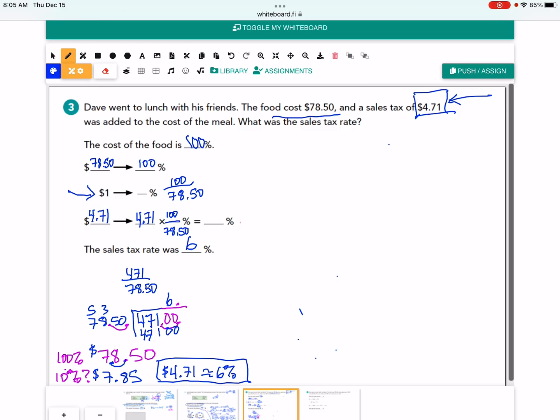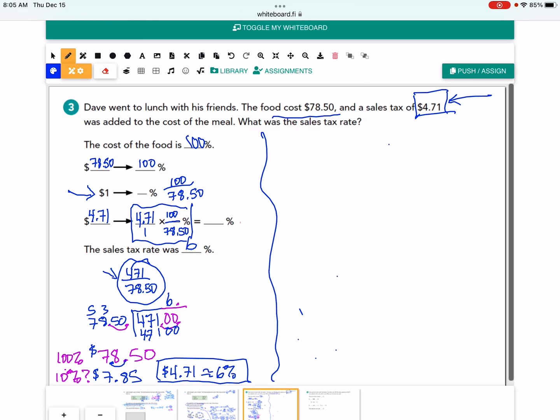And just to make sure that you understand how I got to here from here, I multiplied across 4.71 times 100, and that eliminated my decimal points. And the 1, which is under the $4.71, times 7,850, is how I got this fraction. Okay. Well, that's not the only way to do it.